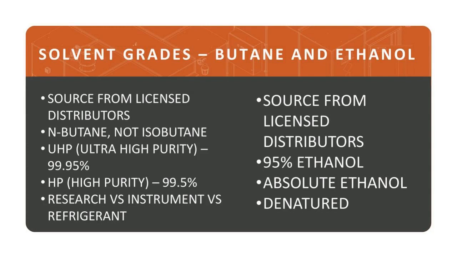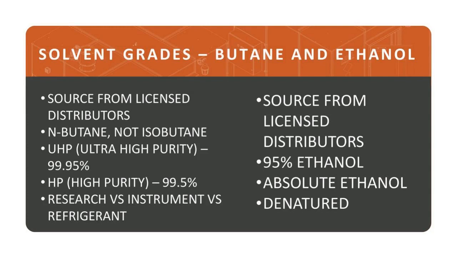So when it comes to hydrocarbon and butane, you want to be using N-butane, not isobutane. Isobutane is typically reserved for lighter fluid. There are adulterants added in there, lubricants are added in there, and other things that make your lighter work better. But of course, you don't want to have that in your cannabis concentrates. So you're going to be looking for UHP or HP, which stands for ultra high purity or high purity N-butane.